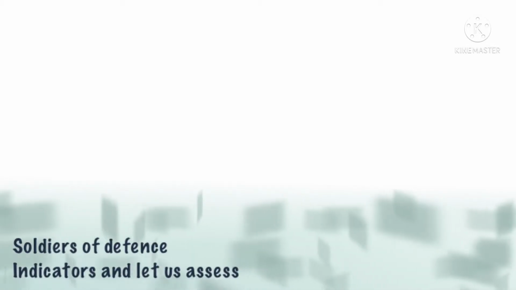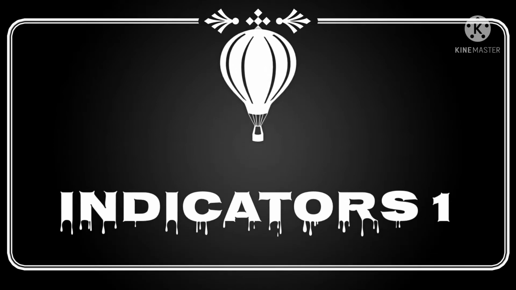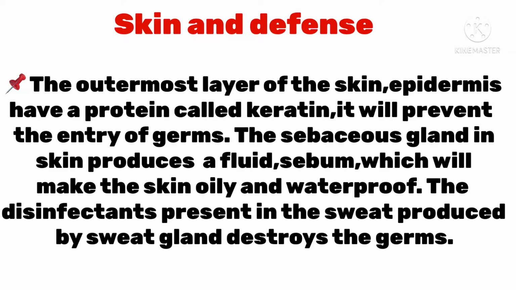Chapter 5: Soldiers of Defense. Indicators 1. Skin and defense. The outermost layer of the skin, the epidermis, has a protein called keratin. It will prevent the entry of germs. The sebaceous gland in the skin produces a fluid, sebum, which makes the skin oily and waterproof. The disinfectants present in the sweat produced by the sweat glands destroy the germs.